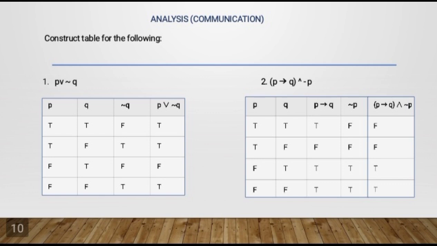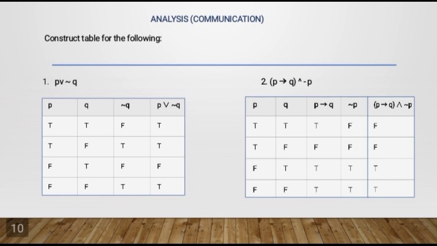Analysis. Construct a table for the following. Number 1. P or not Q. The last column of P is false, the last column of Q is false, the last column of not Q is true, and the last column of P or not Q is true.